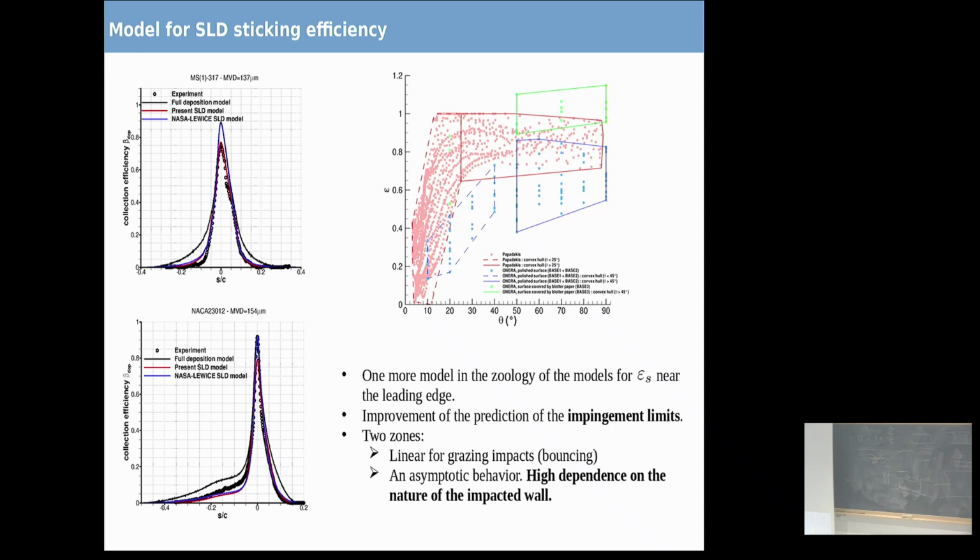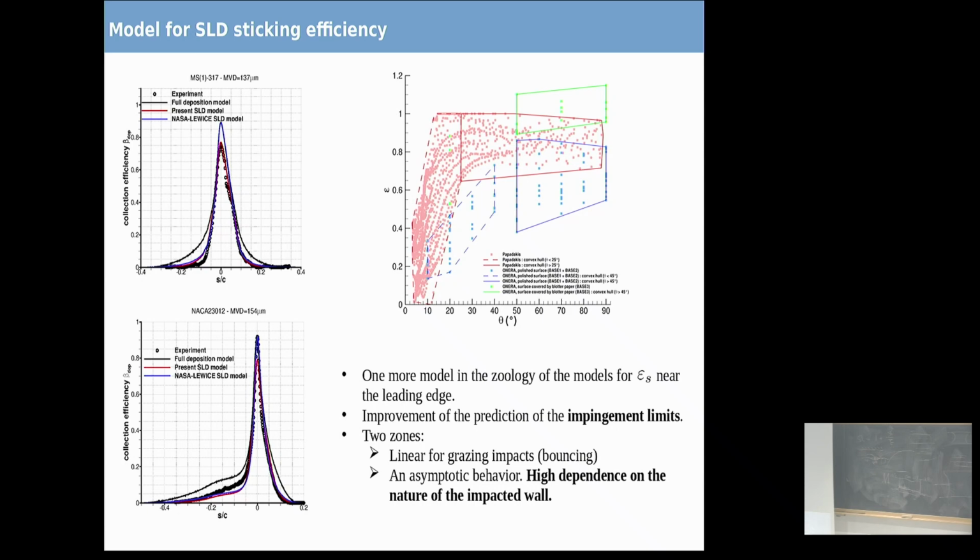The red circles are the experiment. In a solid black line, it is the model where you assume that all the particles stick. So you see that you really overestimate the amount of liquid droplets. And then when you apply the SLD model, it is not that bad. And especially, it is the same thing here for another profile, other conditions.